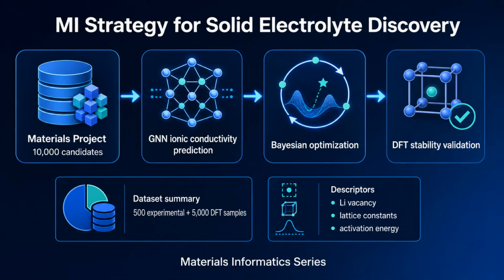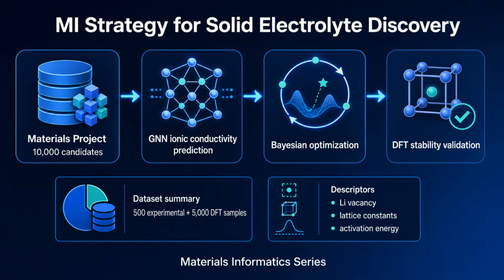The MI approach combines multiple techniques. First, we screen thousands of solid electrolyte candidates from the Materials Project database. Graph neural networks predict ionic conductivity from crystal structure. Bayesian optimization guides the search toward promising compositions. DFT calculations validate stability before synthesis.